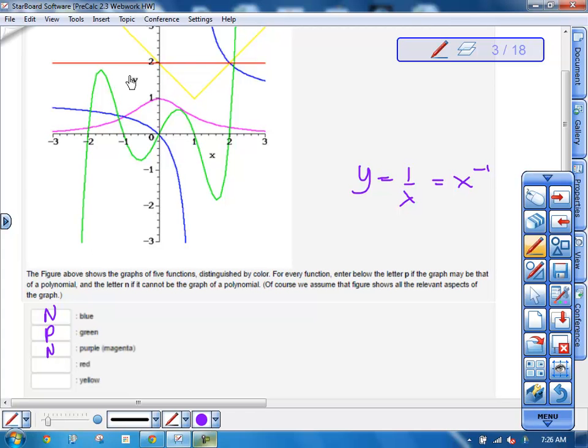The red one is a polynomial because it's like y equals 2x to the 0th. x to the 0th is just 1, so it's really y equals 2, which is a polynomial. Right? We can have 0 and positive exponents only. And then the other one is not, that's an absolute value function. So that's not a polynomial.